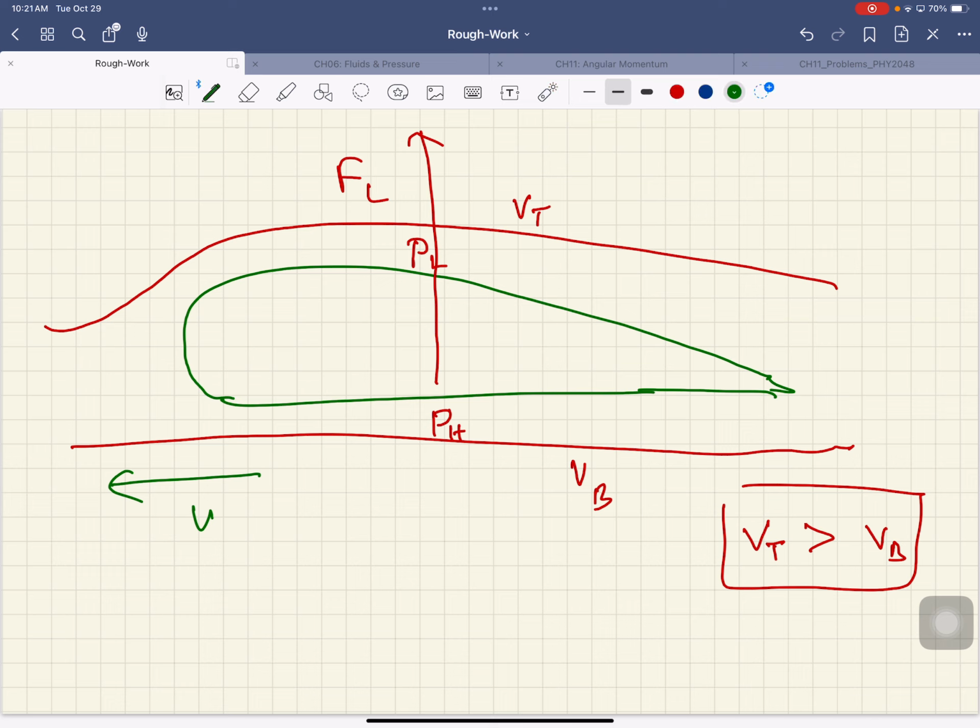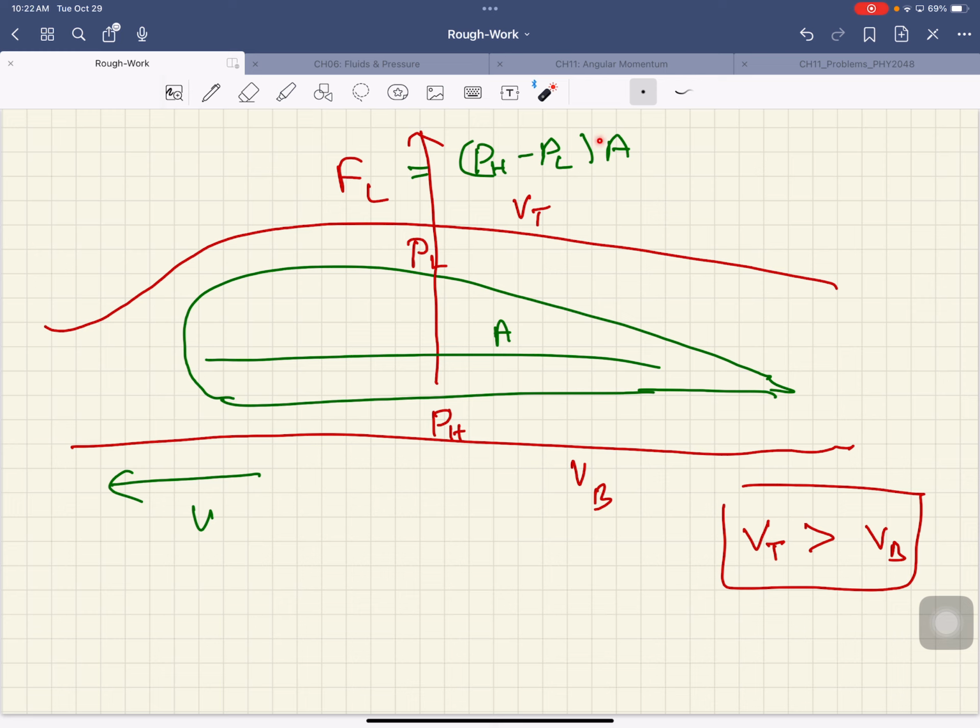And this lifting force is equal to the pressure difference times the area of the wing. Okay, so now you can understand stuff. How much lift do you want? You want the plane not to fall from the sky, right? You want a lift force equal to the weight of the plane. So the bigger the plane, the larger the wing area you want.